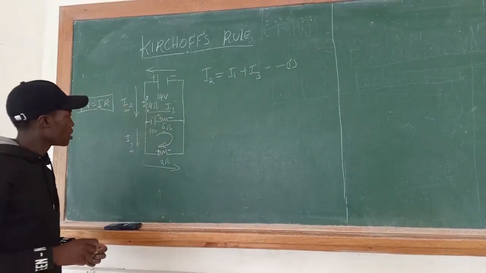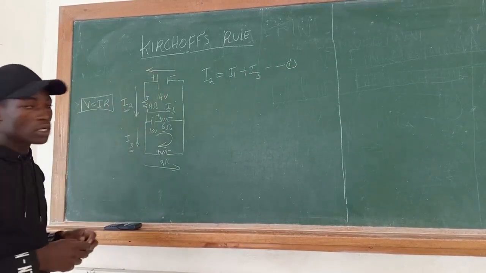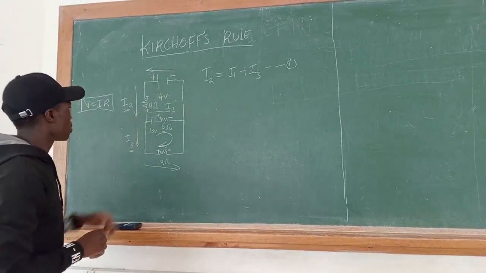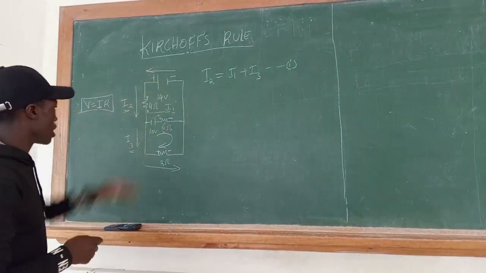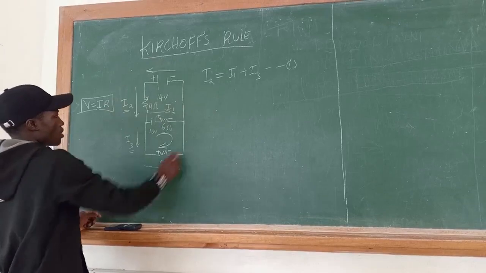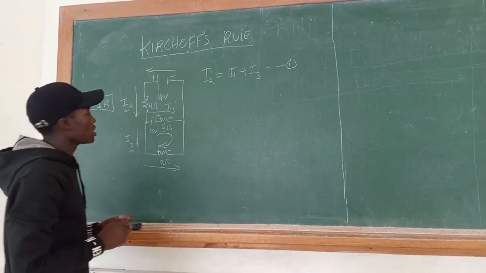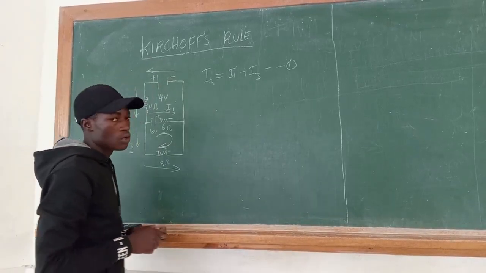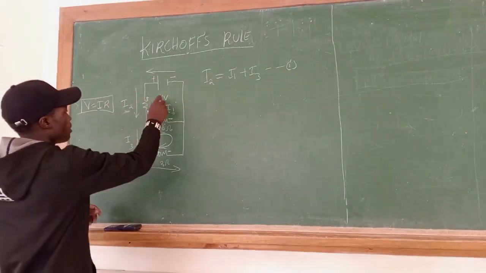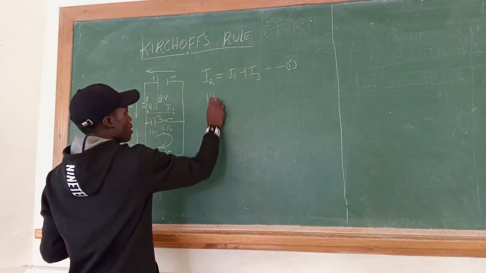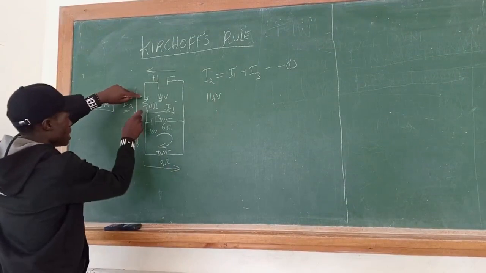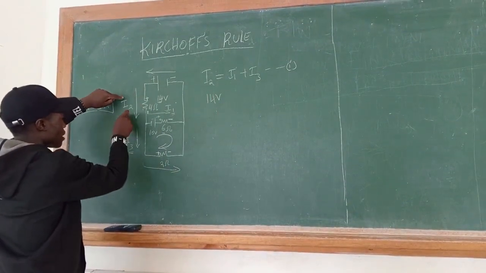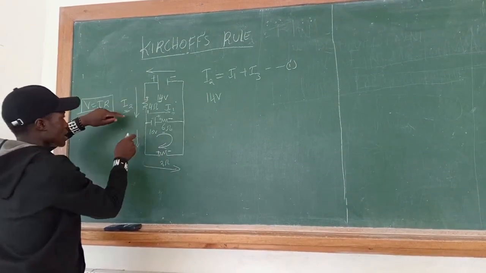The second equation, we are going to go around this loop here. So let's choose the bigger loop. So I'm going to move around this way, then find the total voltage around that loop. So here we have 14 volt. Then we come here. Here we have a resistor, and the current I2 is flowing through that resistor.